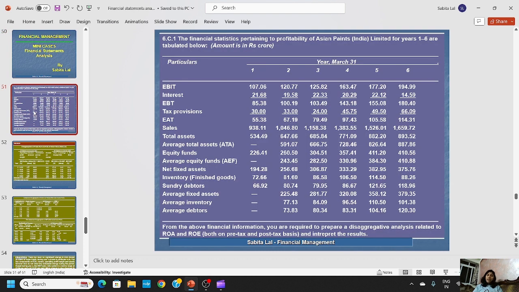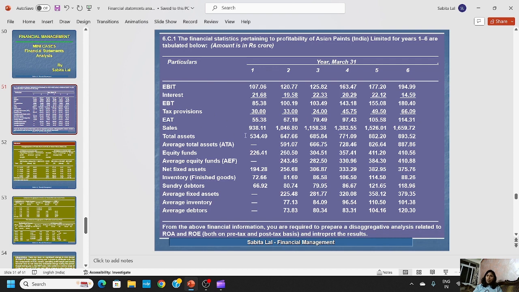See, the financial statement statistics pertaining to the profitability of Asian Paints India Limited for years 1 to 6 are tabulated below. And here they have March 31st data for 6 years. So if I have EBIT, that is earnings before interest and tax, for 6 years, and my interest I have to deduct from this, I will get my EBT, as I discussed in the previous class, and the tax provision is given. So this is my final EAT, that is earnings after tax.